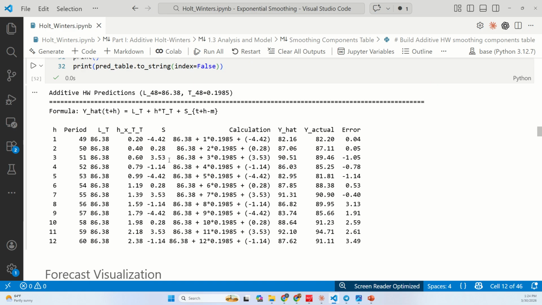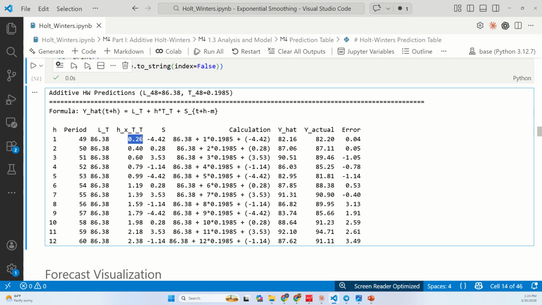So here we have how to compute this. We have L, we have H times T, and we have the seasonal factor. So for the forecast of period 49, we have L plus 1 times the trend. In this case, minus, because it's a negative seasonal factor.